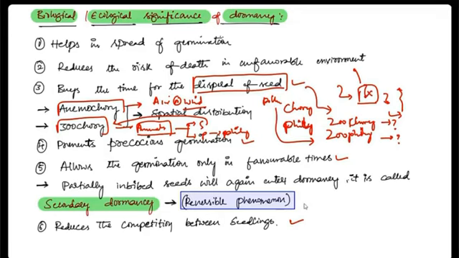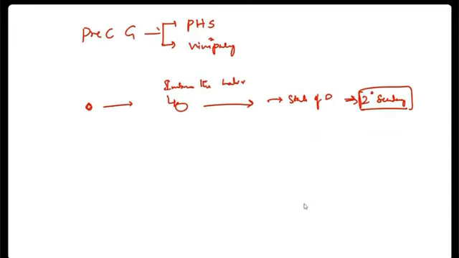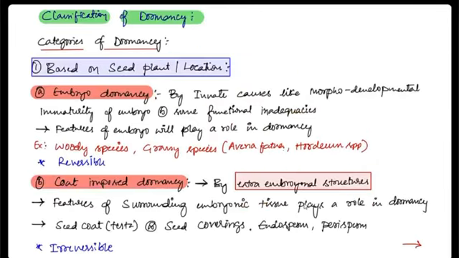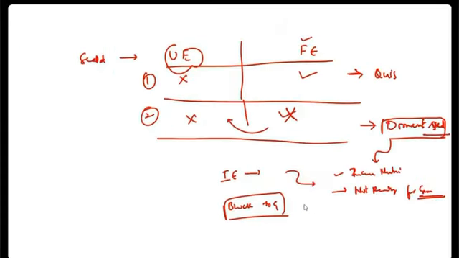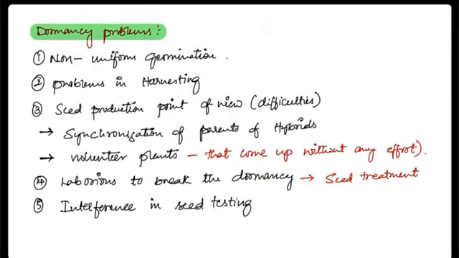So I have just talked about the benefit of dormancy. So what about the problems in dormancy that you see, which I have explained earlier? One is non-uniform germination, which will have an effect on the synchrony. Second one is problem in harvesting. You can't harvest all the seeds of a lot if there is dormancy, because they will be at different stages of their development.